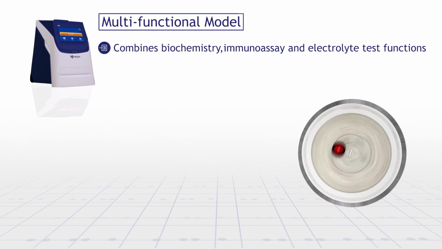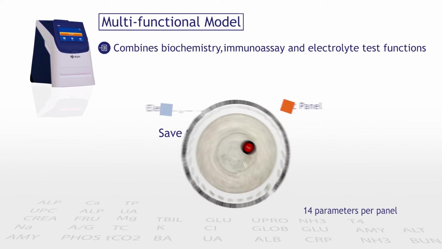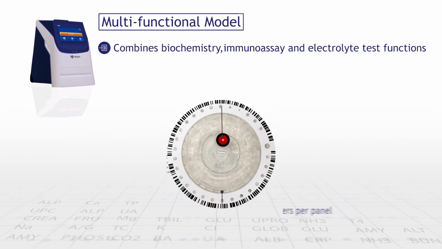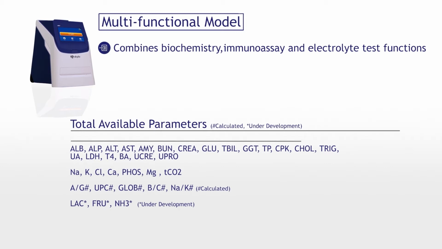Skyla VB1 is a multifunctional model that combines biochemistry, electrolyte, and endocrine test functions, which helps users save time, space, and money. Up to 14 test parameters in a reagent panel. Moreover, we have developed a variety of reagent panels in accordance with the test needs.